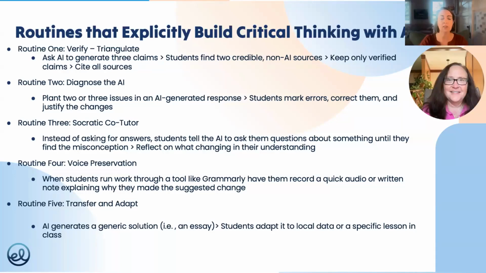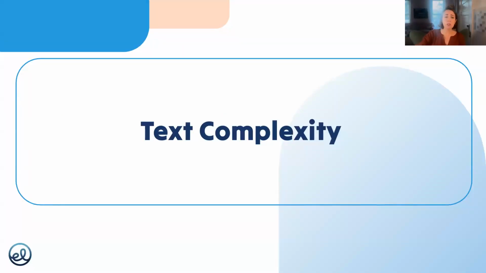And then routine 5, this is about transfer and adapting. AI only generates a generic solution. So it might give you an essay outline, and then students have to adapt it. So just a little bit about AI. I know that's something that's on the forefront of everybody's mind, especially going into ELA, where so much of the writing output is a concern. It's not coming from their brain at all.